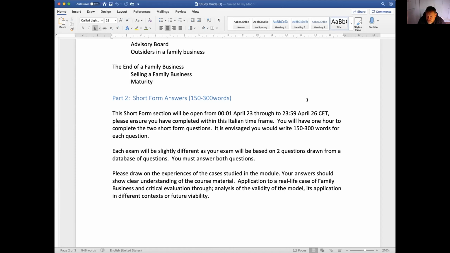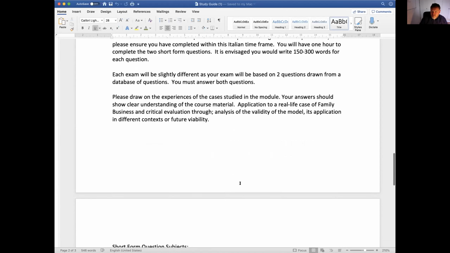What is important is to draw on the experiences, the case studies in the module, and your answer should show clearly understanding of the course materials, application to a real life case of family business, and critical evaluation through the validity of the model, its applications in different contexts or future viability.